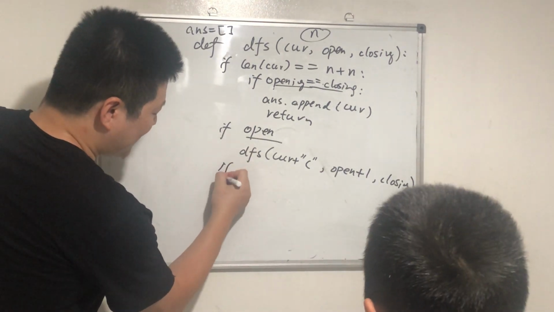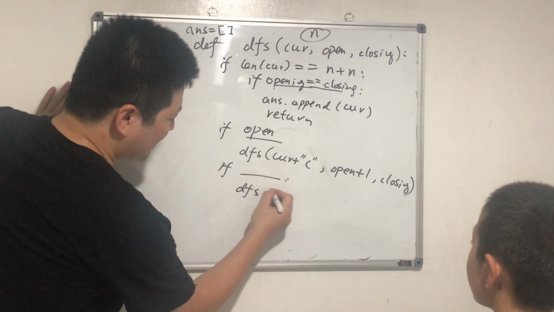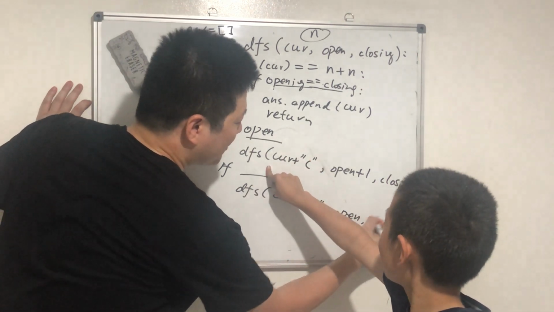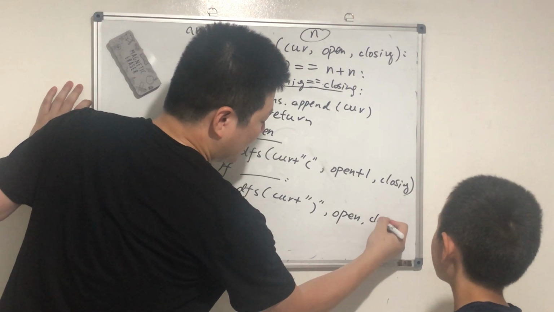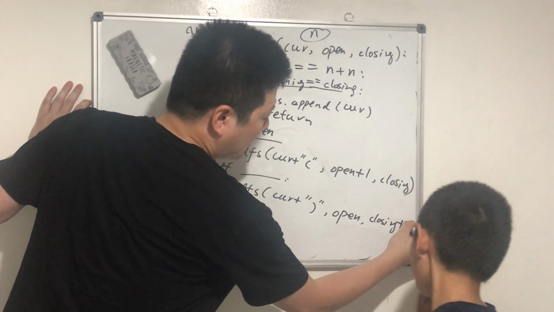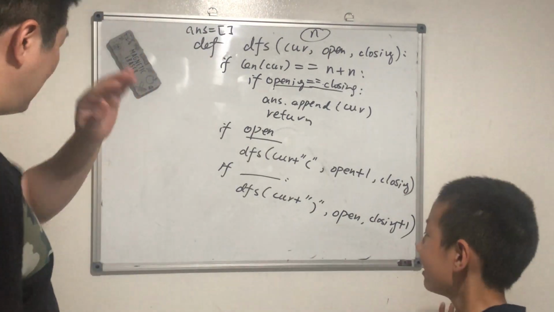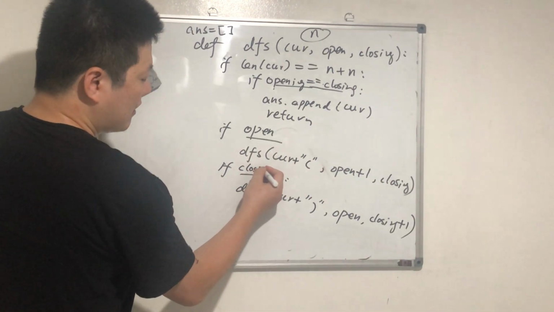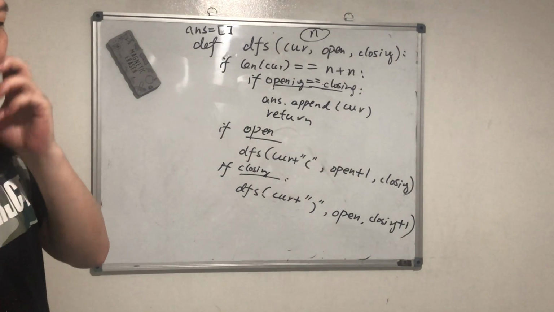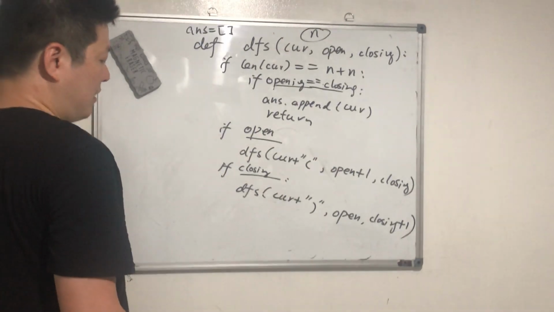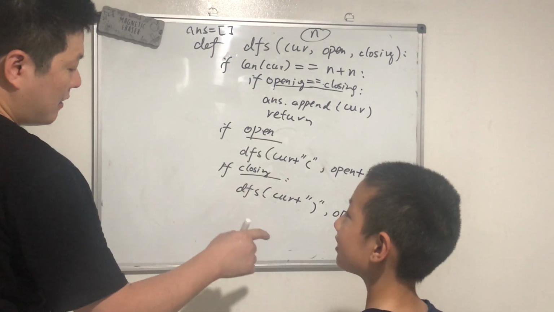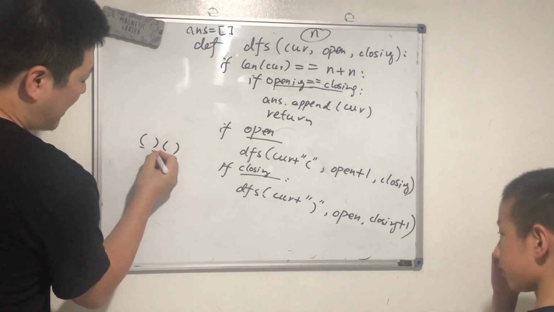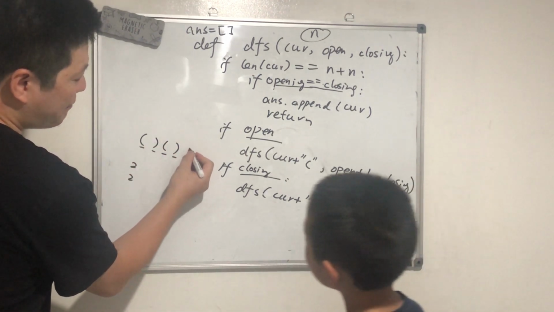Okay, another one here. You think about it: if what, can I try the closing? Current plus closing, yeah? Open, and then closing plus 1. Okay, so in what cases can I put the closing? If closing is what? Smaller, bigger? So look, let's try this. Here there are 2 opening and 2 closing, right? Can I put a closing here?